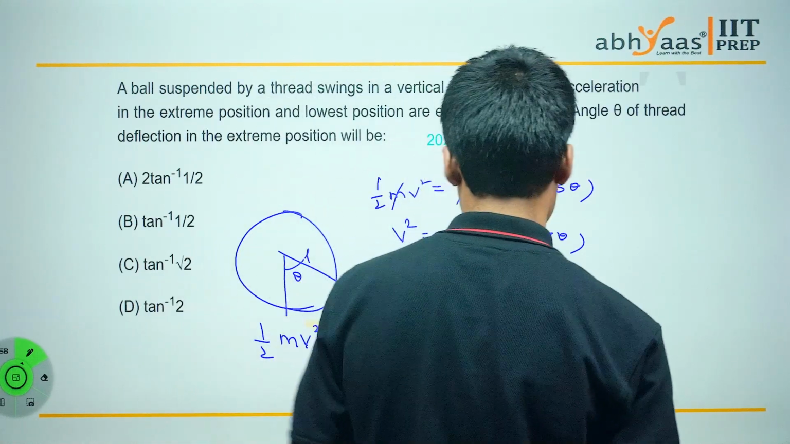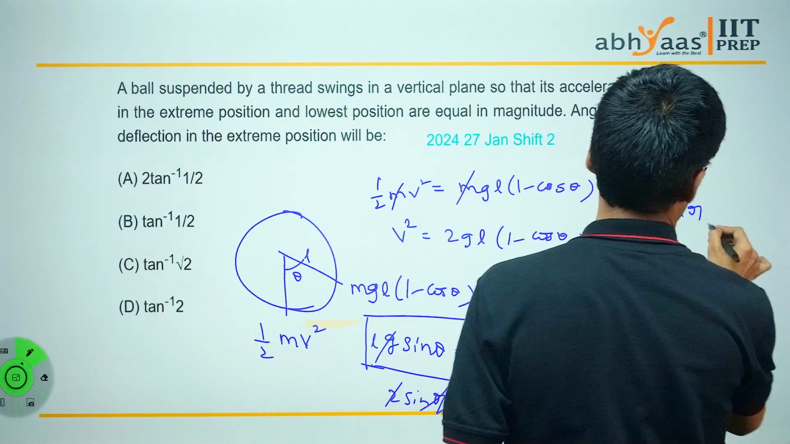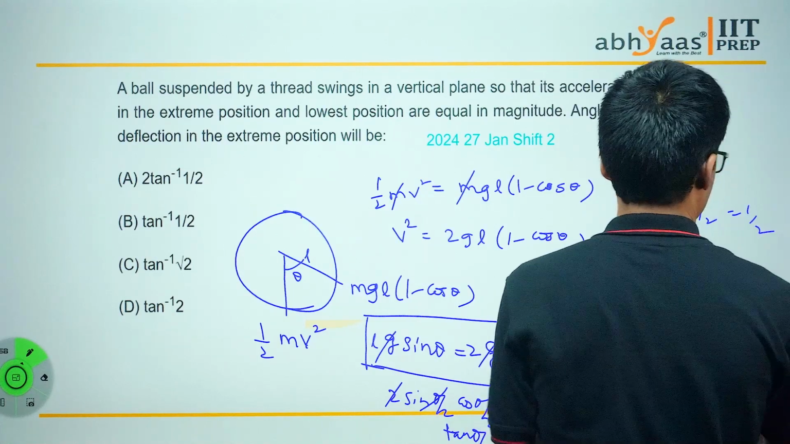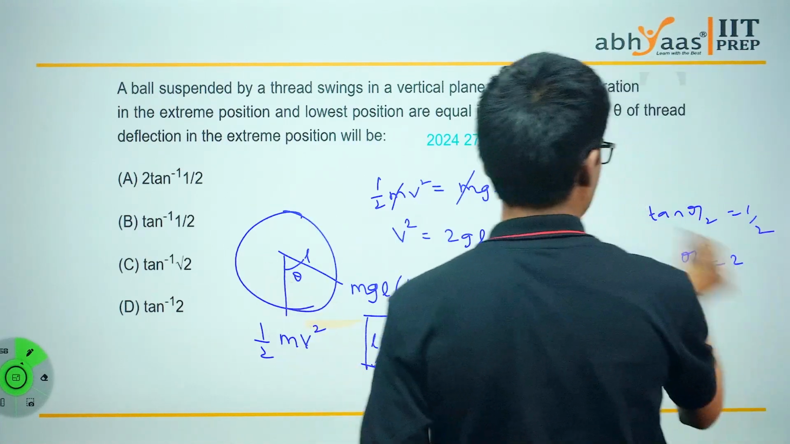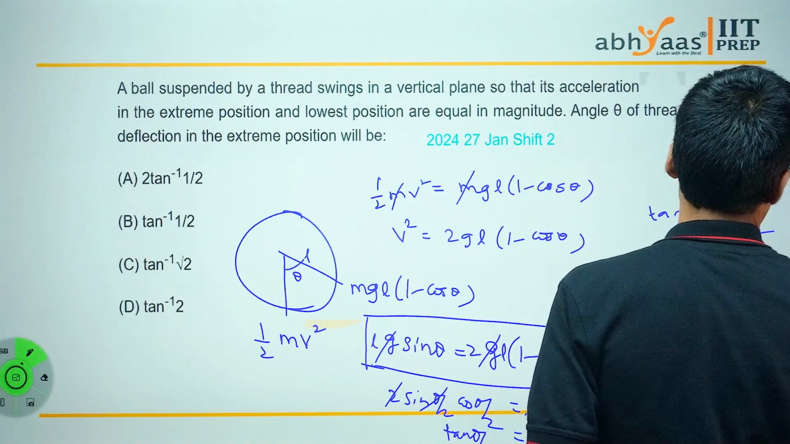Then what you will get? Here tan theta by 2 equal to 1 by 2, so theta by 2 equal to tan inverse 1 by 2.